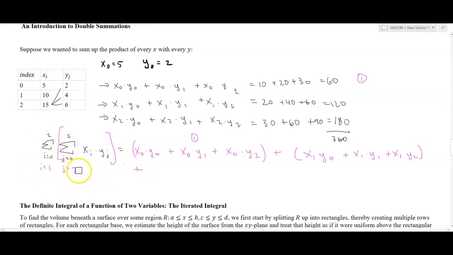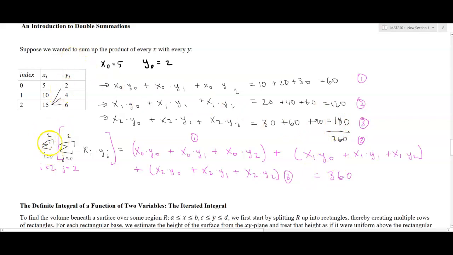now we come back over to i and say, okay, now i can still go up to 2, so i will become 2. j will reset to 0. And now we'll have x2 times y0. Now j will increment again to 1. So now we have plus x2 times y1. And j has room to grow still, so we'll make this i equals 2, j equals 2, and so we'll be adding x2 times y2. And you can see that each of these parenthetical expressions represents one of our lines in this table up here, and if we add these together, we're going to get, well, 360. So this comes out to 360.